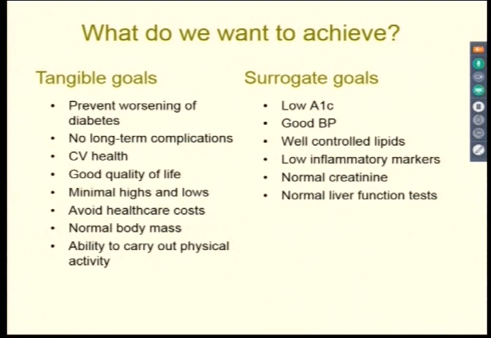Well, there are certain tangible and surrogate goals. These are pretty obvious things. Prevent worsening. We don't actually know the best way to do that yet. We're doing a study at Iowa called the GRADE study, looking at different treatments for that. Prevent complications, good health, quality of life, minimize fluctuations in glucose, avoid costs, which may be very difficult, achieve normal body mass and physical activity. And the surrogate goals, mainly the A1C, which we use as the main indicator of control, blood pressure, lipid control, inflammatory markers, normal kidney function and liver function are all important so-called surrogate goals for diabetes.